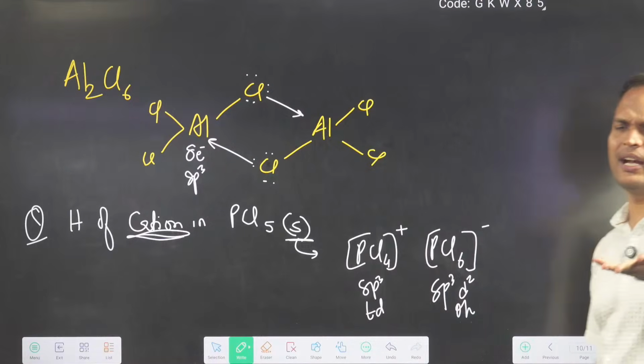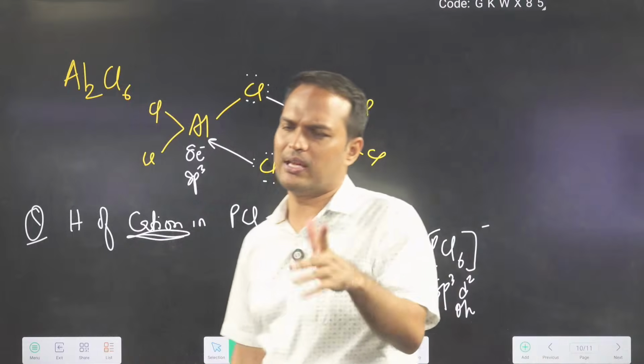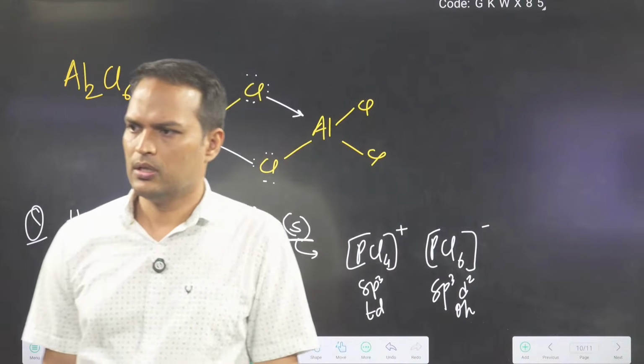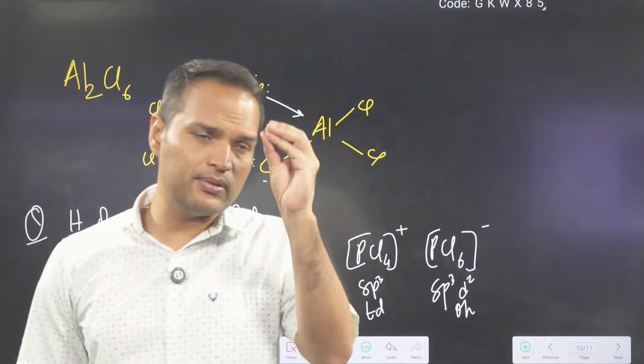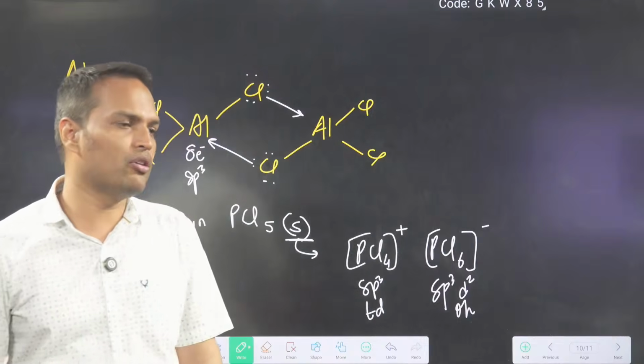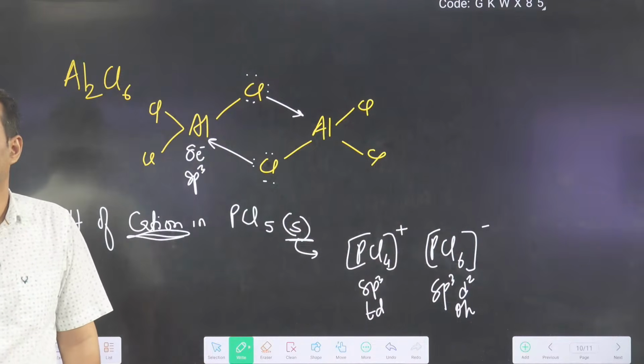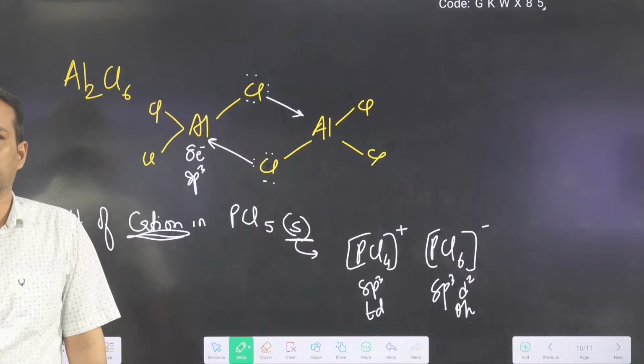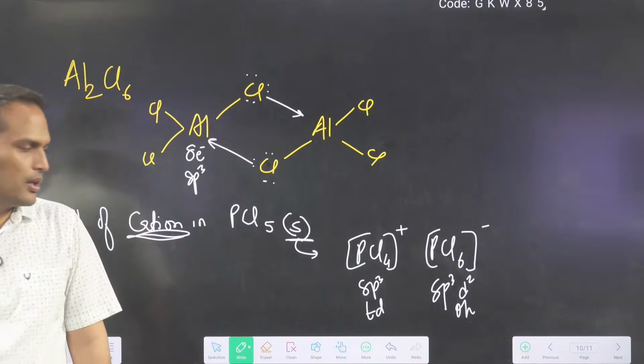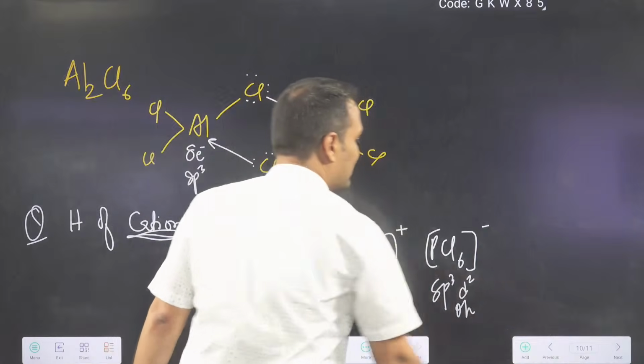PCl5 solid. If they don't write anything, then you assume PCl5 has 5 bonds, sp3d. But if they write PCl5 solid, then you have to think of it like PCl4 plus and PCl6 minus. Is it okay? Okay, let's go to the third and the last case.